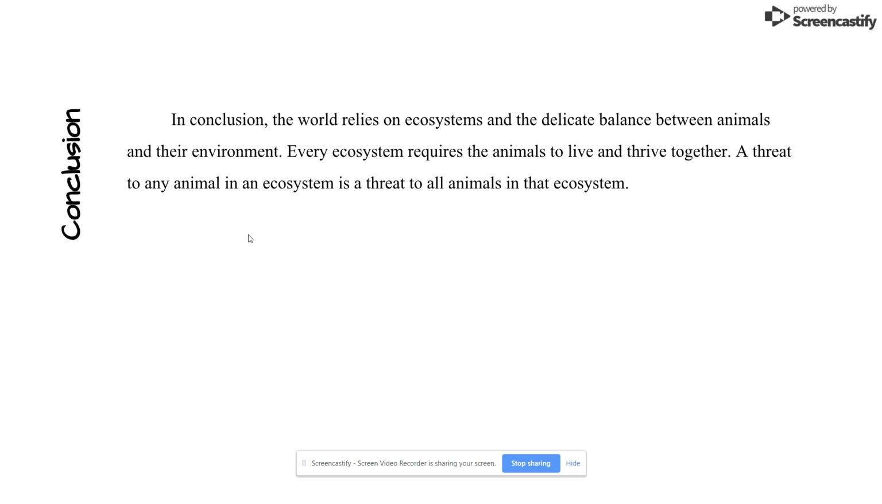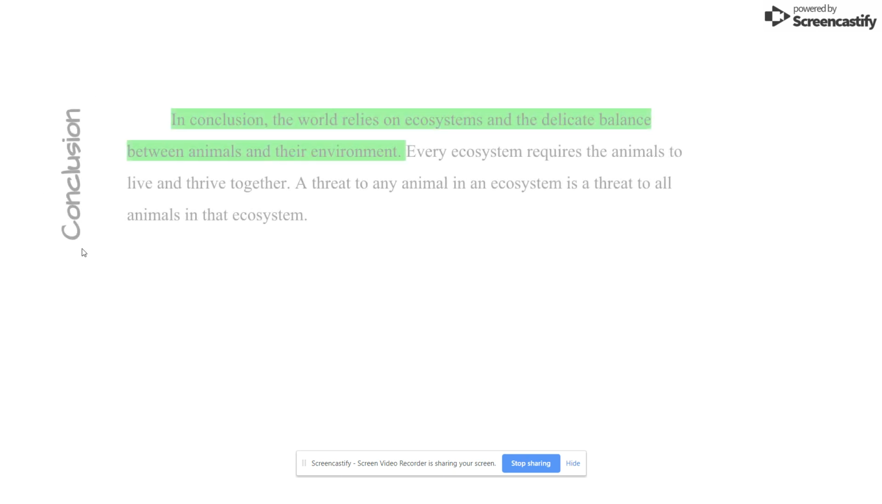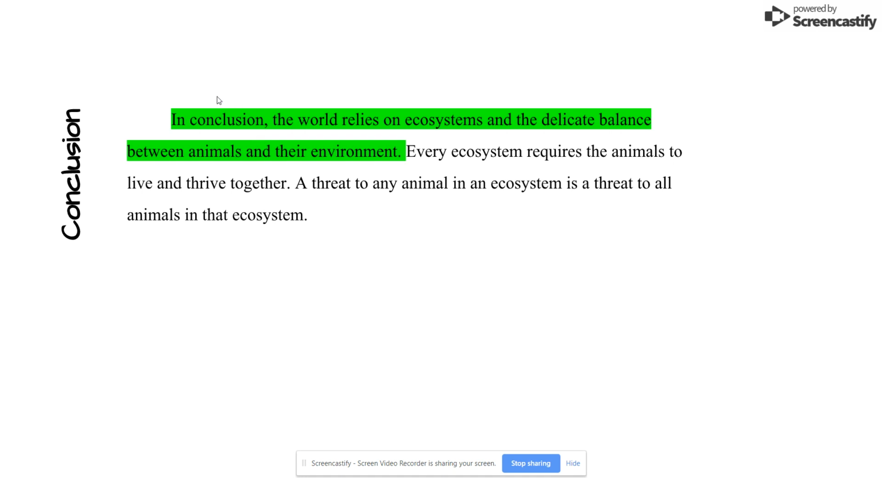Our last paragraph is the conclusion. So this should be your fourth paragraph. Please make sure you've labeled off to the side that this is the conclusion. You'll see that it starts with a transition, in conclusion. And I'm going to highlight this first sentence. You'll see it's the same color that I highlighted the thesis statement.